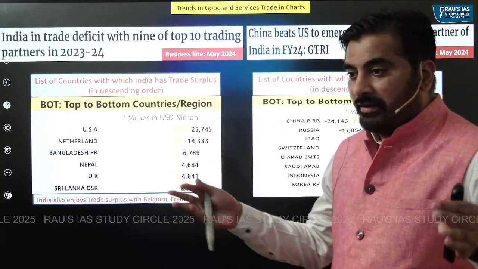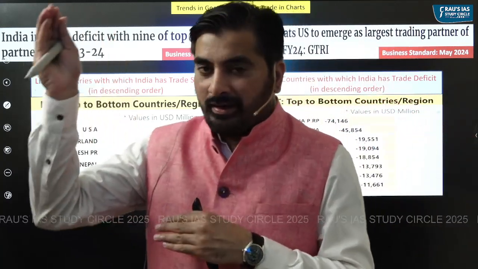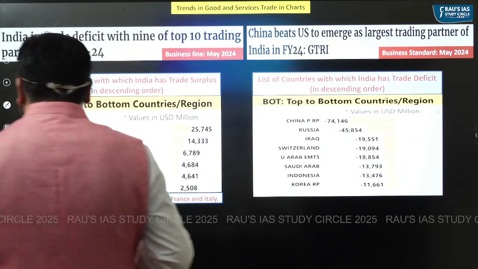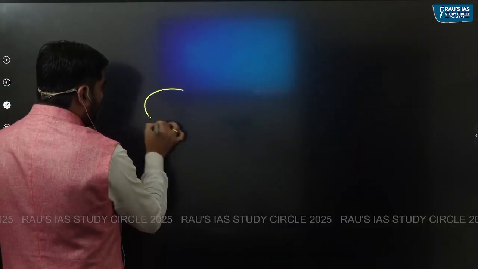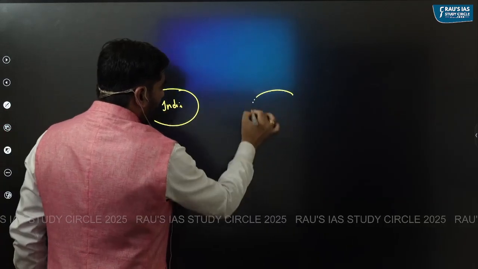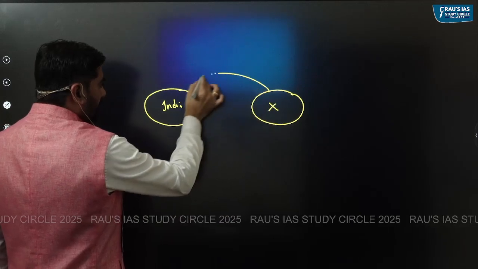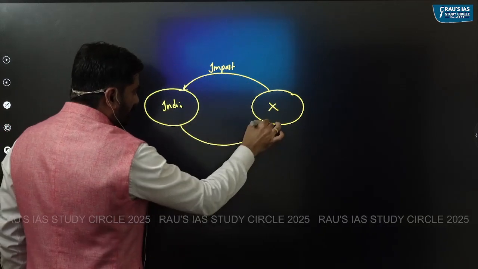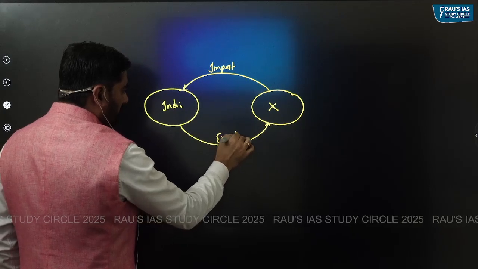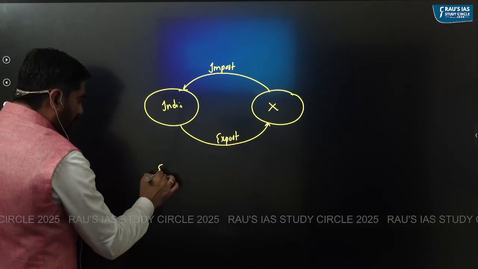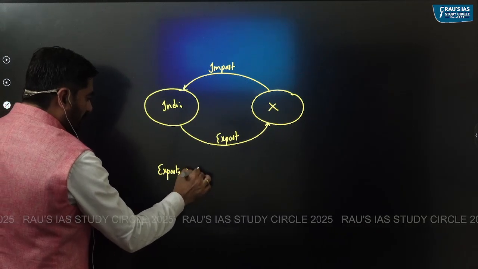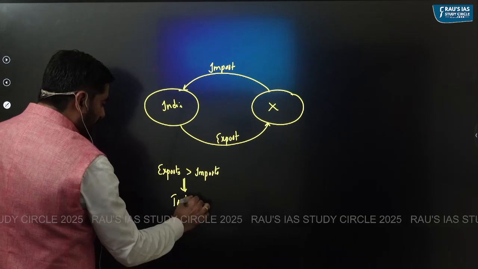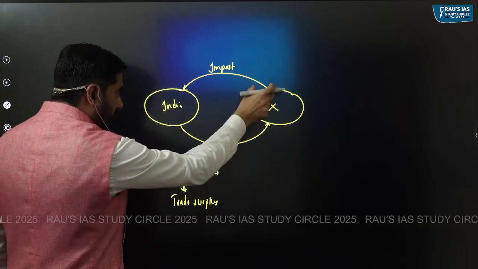Now let's look at the trends in goods and services combined. We saw trends in goods, we saw trends in services. Now we are looking at trends in both goods and services combined. Now here, let's say this is India and this is another country X. From country X, we might be importing goods and services, and to country X we might be exporting goods and services. So let's say if export of goods and services from India is more than the import of goods and services, then we could say that India enjoys trade surplus with the country X, trade surplus.